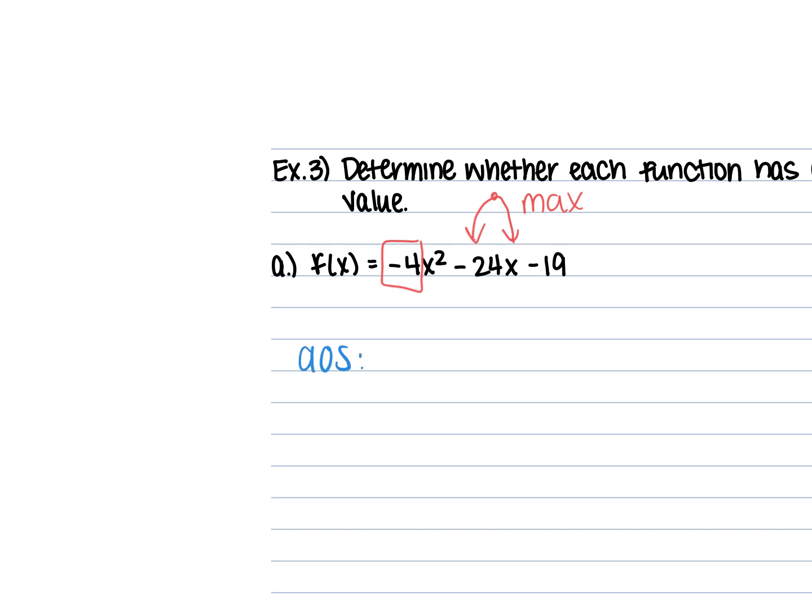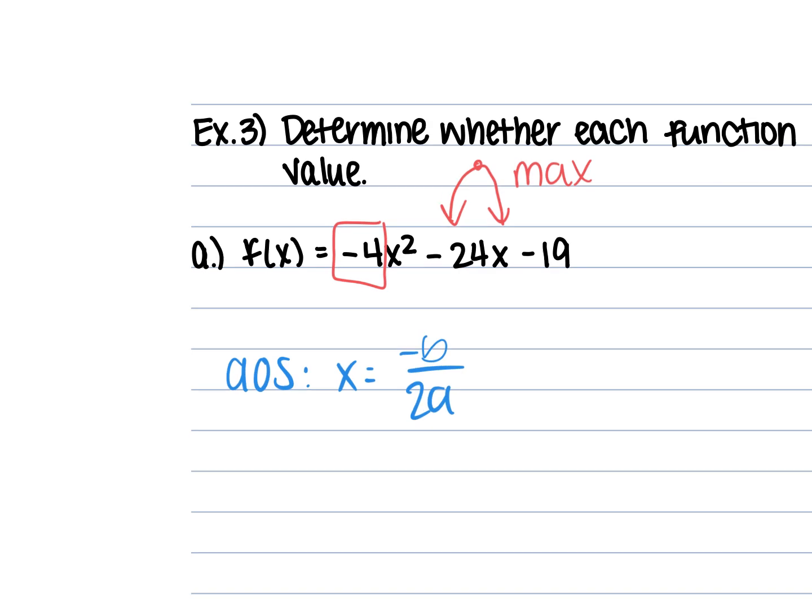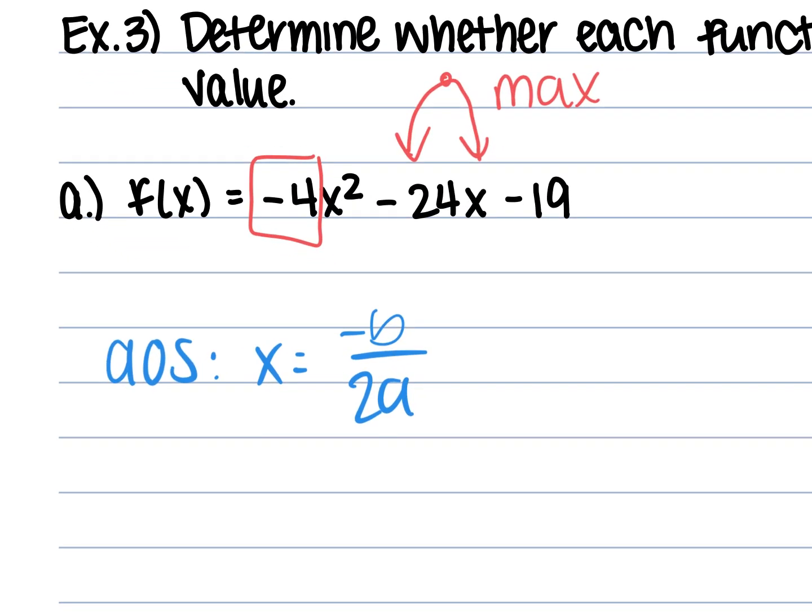Axis of symmetry, x equals negative b over 2a. Very good. Okay, so what's my b value? Negative 24. So it's going to be negative 24 over 2 times negative 4. Not squared, thank you.